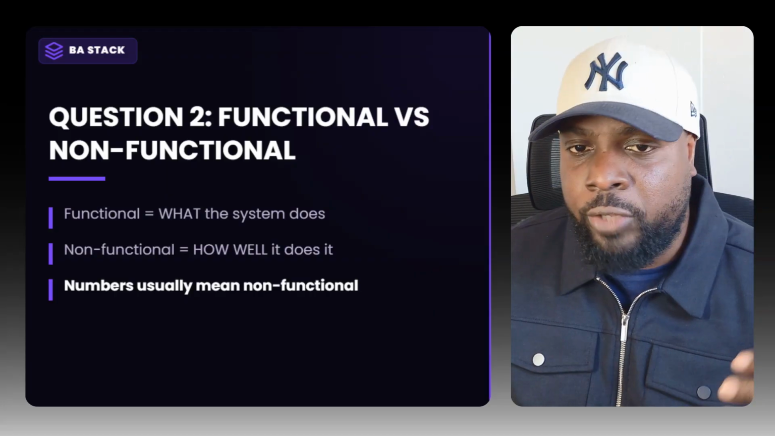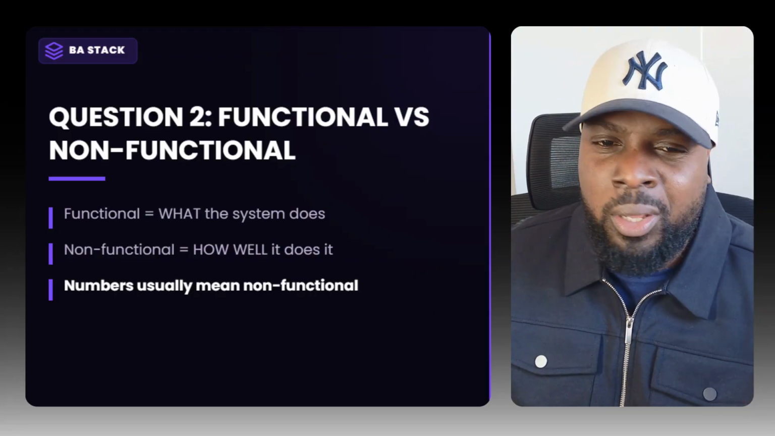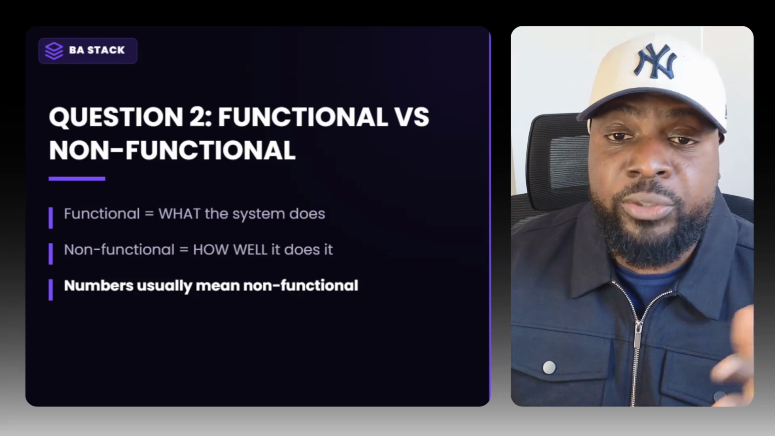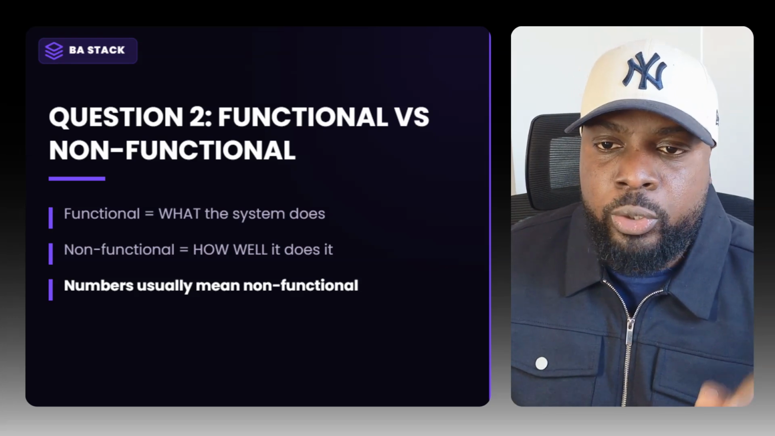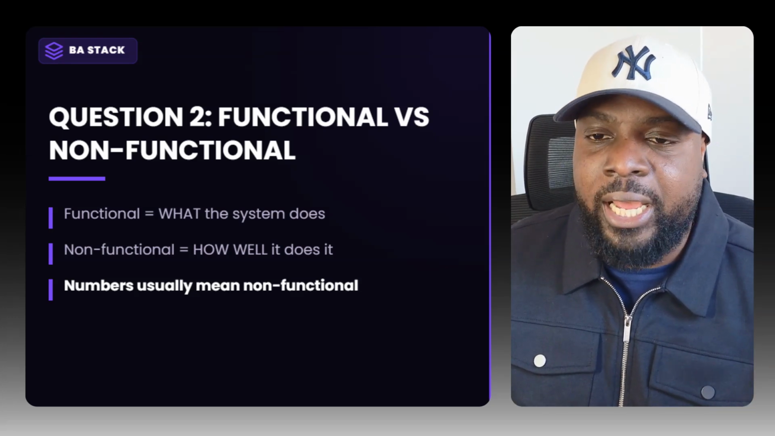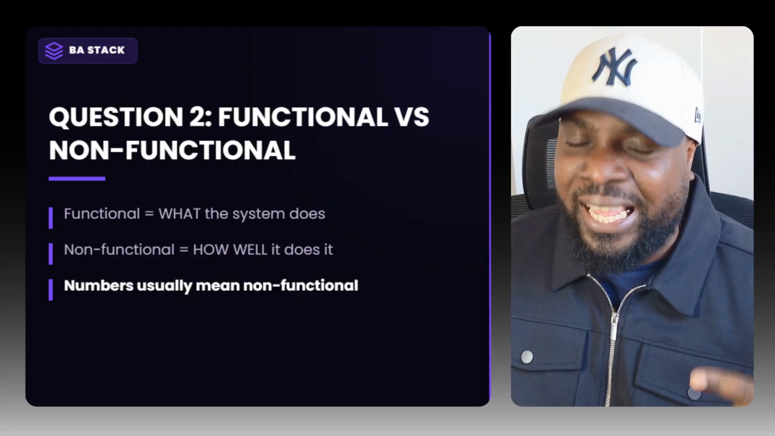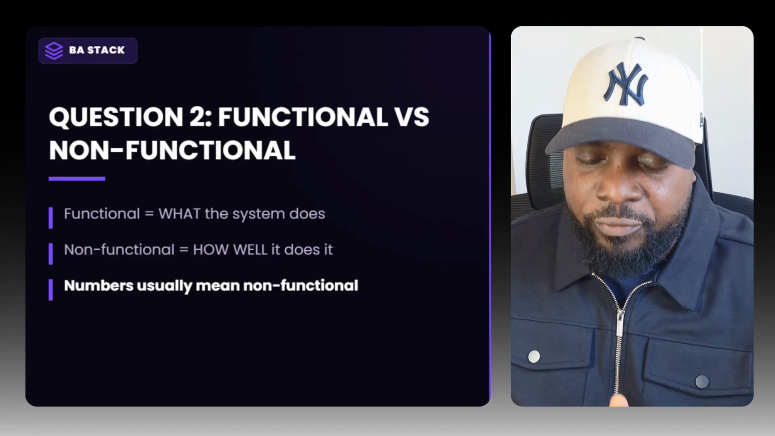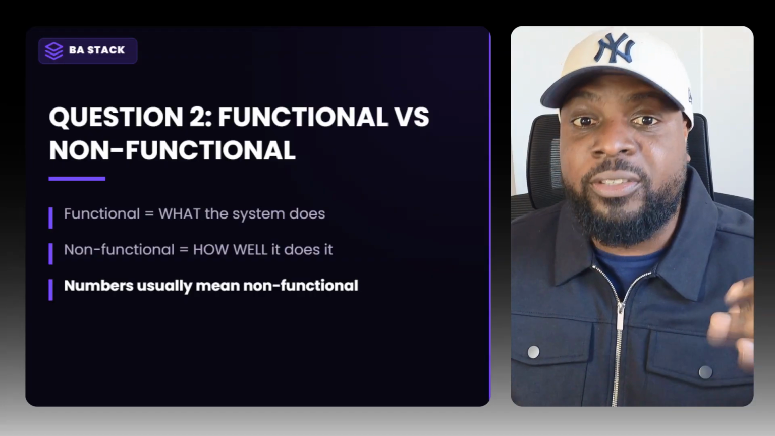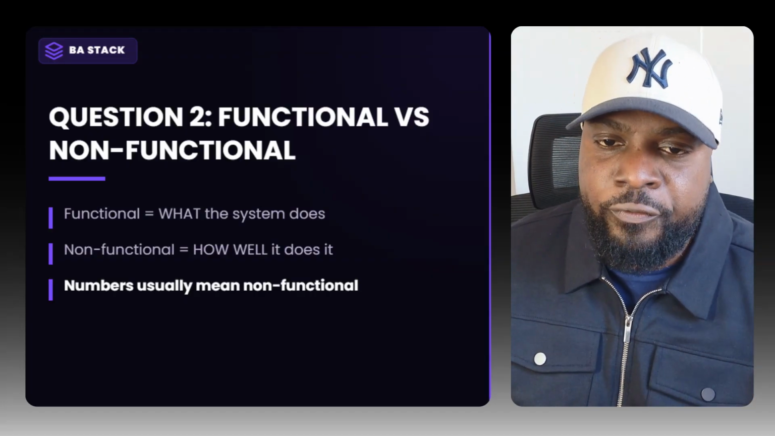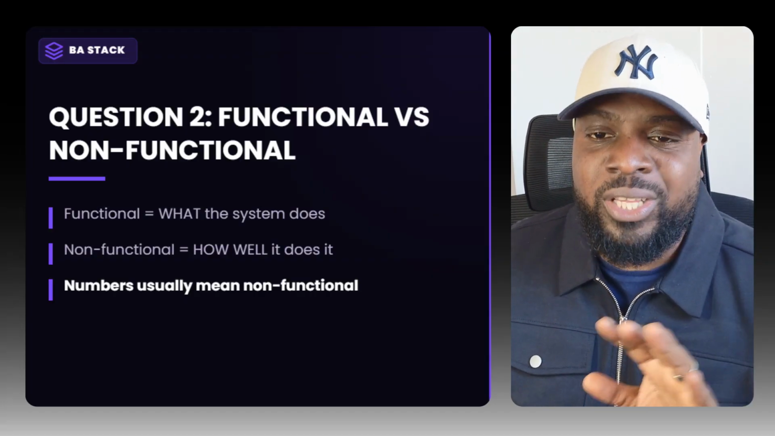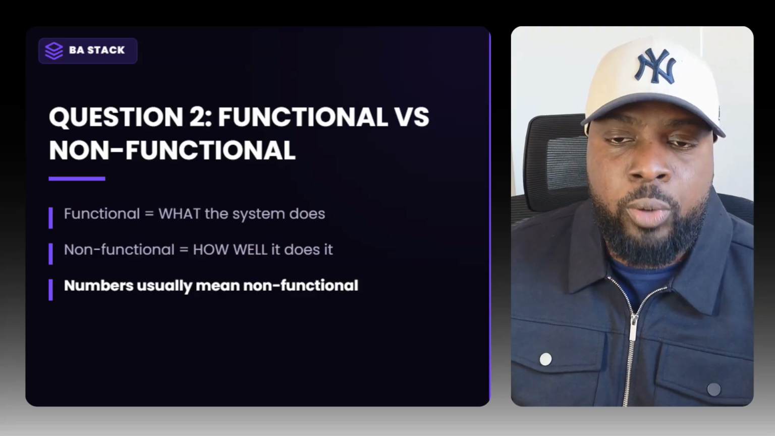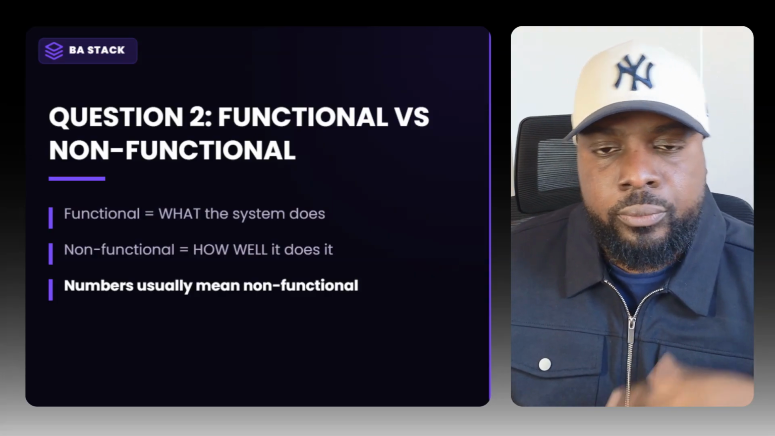The trap here is they'll give you a requirement that sounds functional, but actually describes a limitation or constraint on how well something performs. So an example would be the system must be available 99.9% of the time. That's availability, which is non-functional, even though it starts with the system must. The rule of thumb here is if you can test it with a yes or no, it's probably functional. If you need to measure a number, it's probably non-functional.